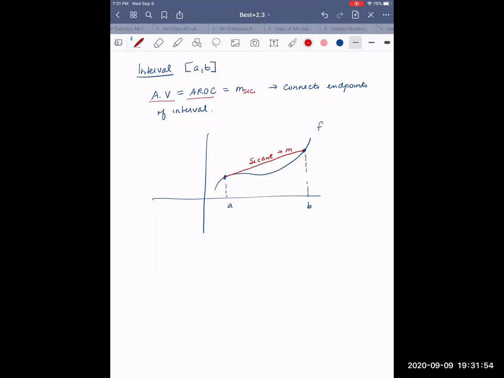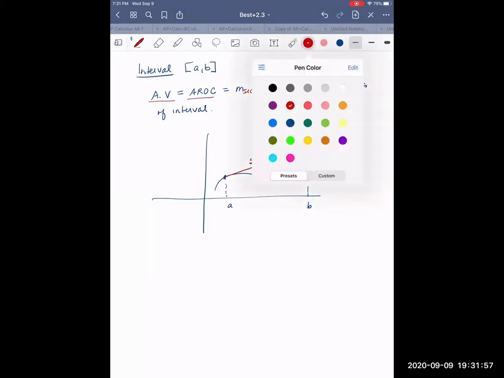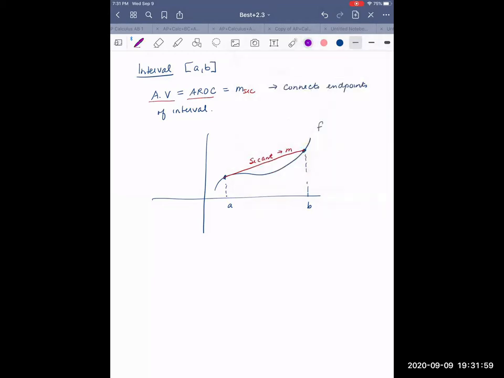Okay. Now, let me find another color here. This would be the point A, comma, f of A. And this would be the point B, comma, f of B. So we can also say that the slope of that secant line is equal to f of B minus f of A over B minus A, which is just the change in y over the change in x, which you learned in algebra as y sub 2 minus y sub 1 over x sub 2 minus x sub 1. Okay, it's all the same thing, just a different notation, right?